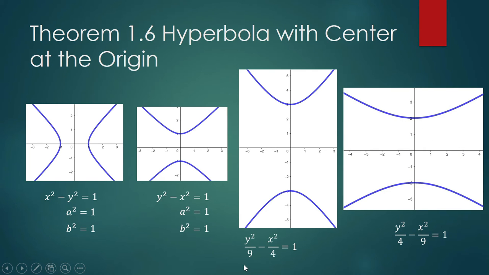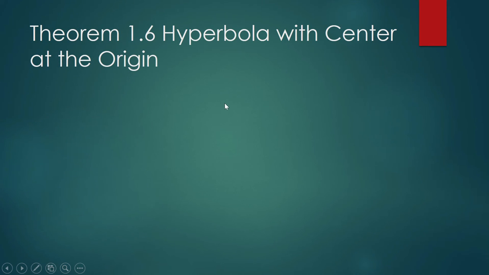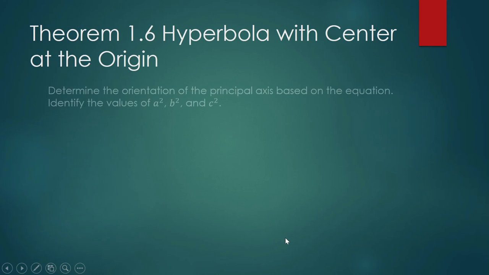Okay, what is the value of a and b here, or a squared and b squared? The denominator that comes after subtraction is your b squared, and the other denominator should be your a squared. With this one, the denominator that comes after subtraction is going to be your b squared, and the other denominator should be your a squared. Theorem 1.6, hyperbola with center at the origin: determine the orientation of the principal axis based on the equation. Identify the values of a squared, b squared, and c squared.